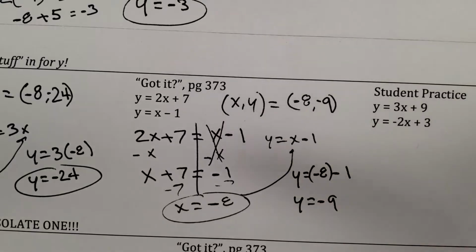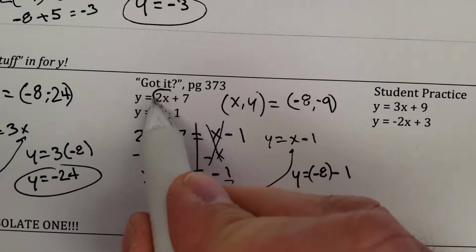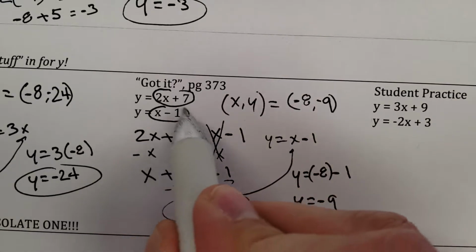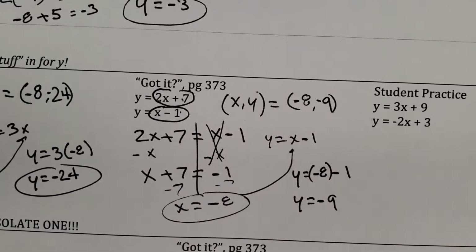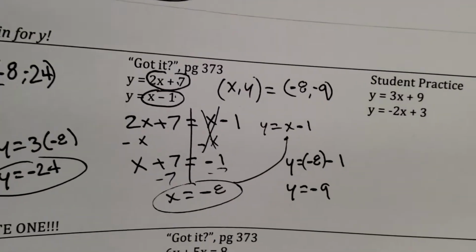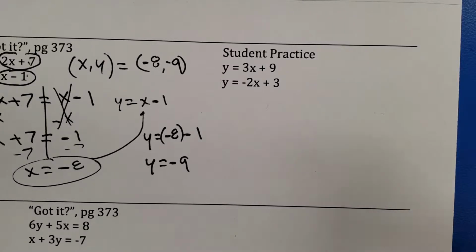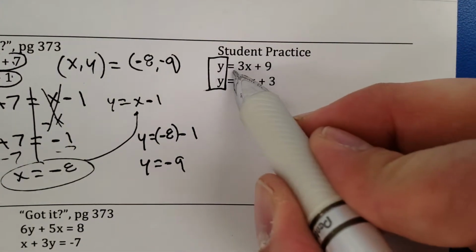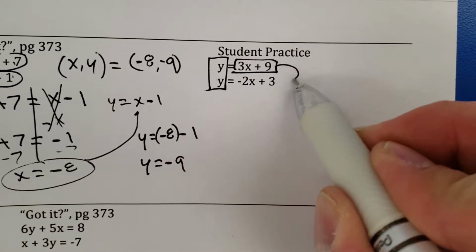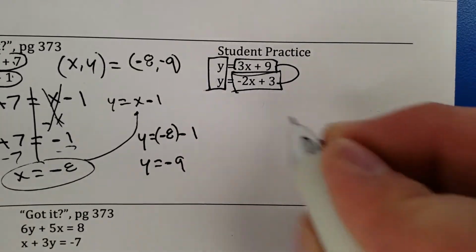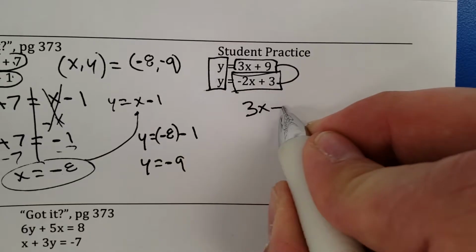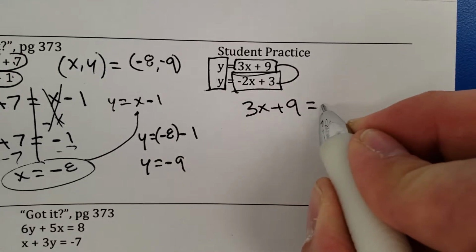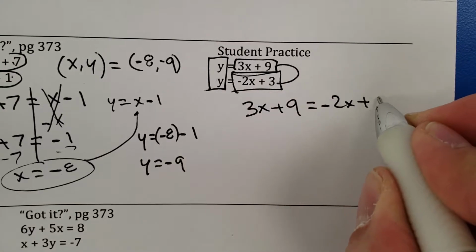alone, then these two pieces will equal each other. So if y equals this and y equals that, then this and that are equal to each other. Okay? I'll set up the next one, then I'll let you figure it out. So it's basically the same setup. Okay? Again, if you ever see this, you're going to know that this dude equals this dude. So the setup would be this. 3x plus 9 has to equal negative 2x plus 3.